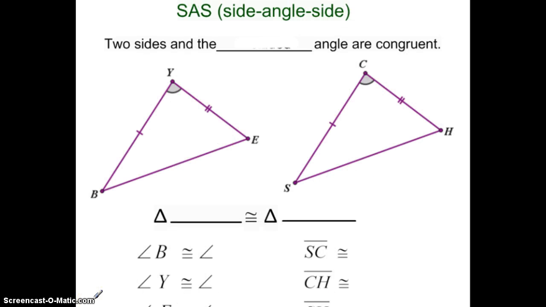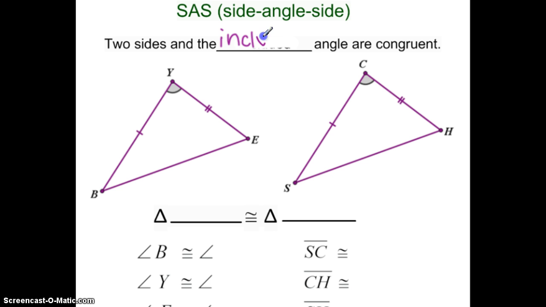Now we're going to look at side angle side. This is on page 240 of your textbook. The side angle side congruence postulate says if 2 sides and the included angle of one triangle are congruent to 2 sides and the included angle of a second triangle, then the 2 triangles are congruent. Now that included angle part is key. So let's uncover it. This should say included. Let's see if I can write this in.